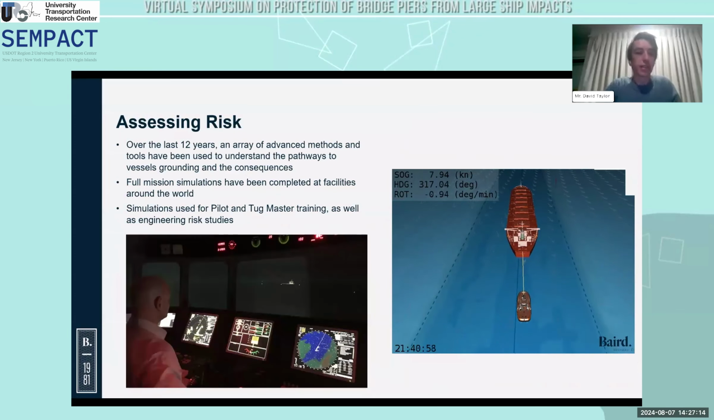Now, in terms of assessing risk, one of the unique features of the risk assessment process that we've done at Port Hedland is the use of navigation simulations. Over the last 12 years, we've completed full mission navigation simulations at facilities all around the world, where we look at different characteristics of vessel speed, and types of processes and situations that occur on the bridge of a ship that may lead to a ship going off course, and then assess the effectiveness of mitigation options, and in particular escort towage.